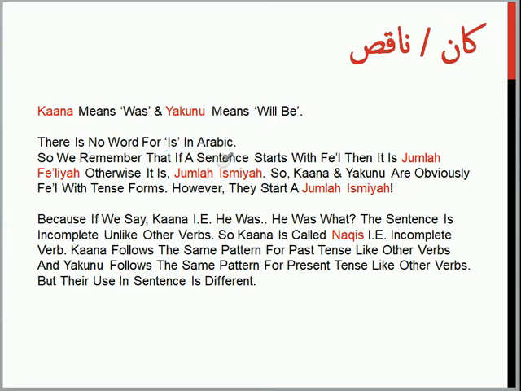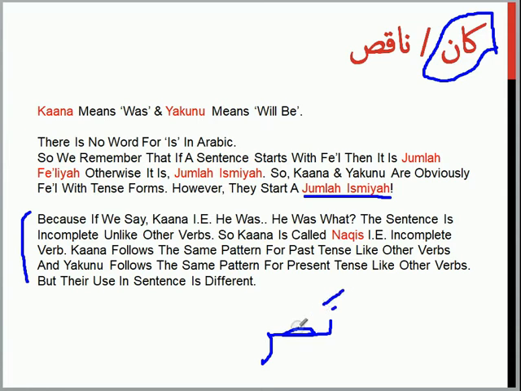And we remember that in the 19th video of season 1 we discussed sentences in Arabic. There we learned that if a sentence starts with a fail, that means a verb, then the sentence is jumla fi'liya. Otherwise, it is jumla ismiya. However, these verbs are crazy. They start a jumla ismiya. Why? Before we discuss this part, let me remind you about nasara.